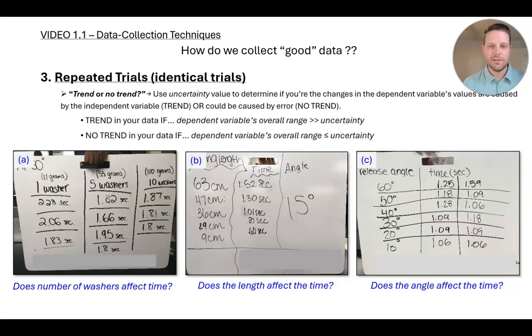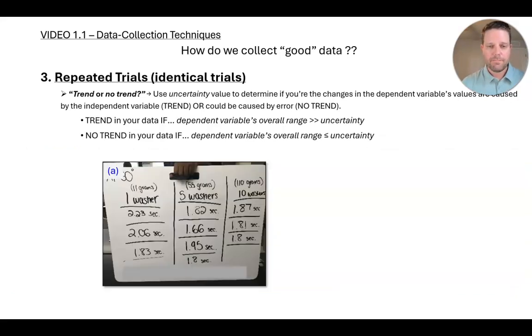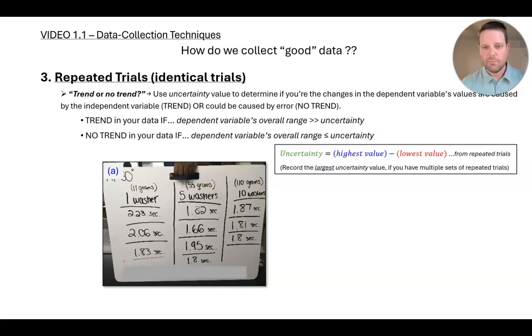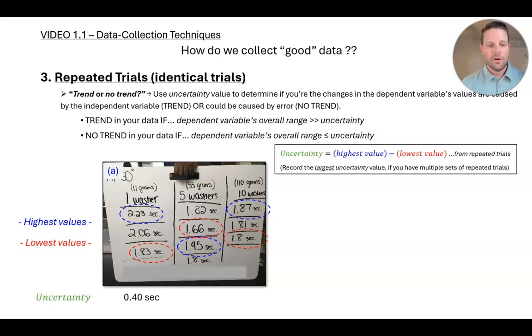And the way we do that again is to compare the overall range in the time values, our dependent variable, to the identical repeated trials variations that we have, which we call the uncertainty. So let's look at A. First off, uncertainty we can find by taking the highest and lowest values from the repeated trials, which are then used to get the uncertainty. And since we have 3 different uncertainties from 3 different sets of repeated trials, we're going to use the one that's the biggest, and that's the 0.4 like we talked about.